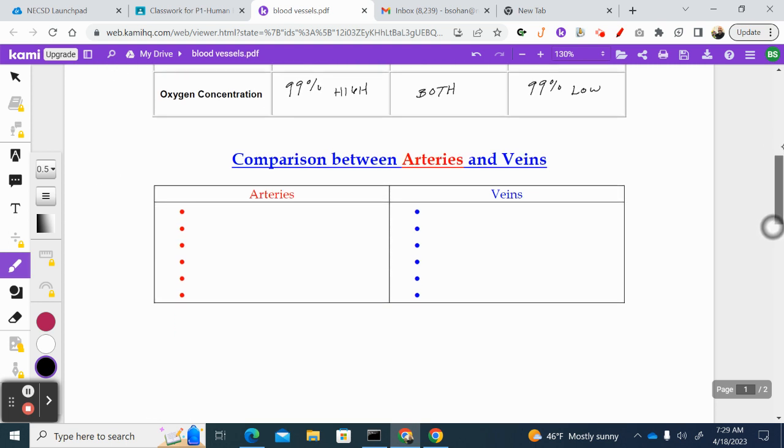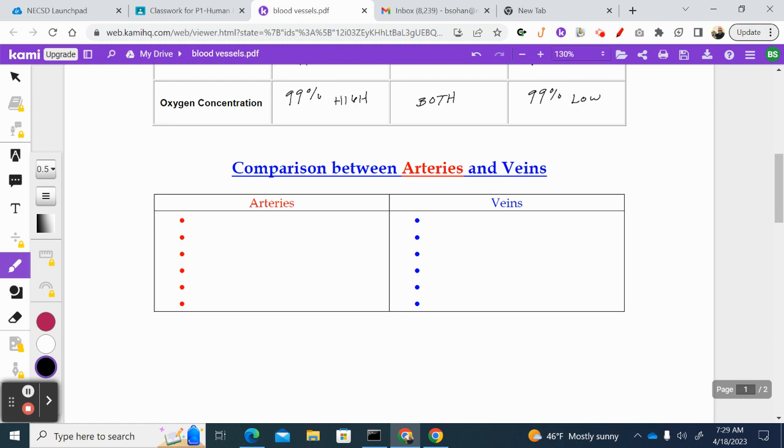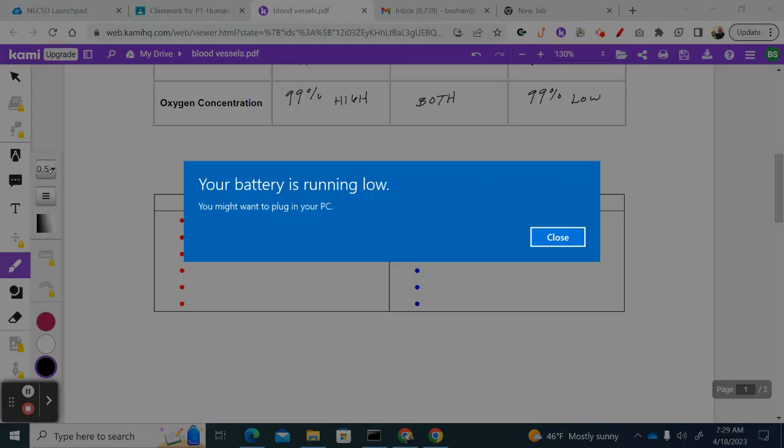So when I compare them side by side, I could start with the obvious.